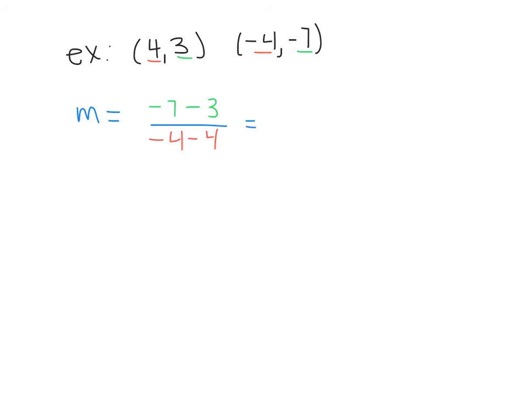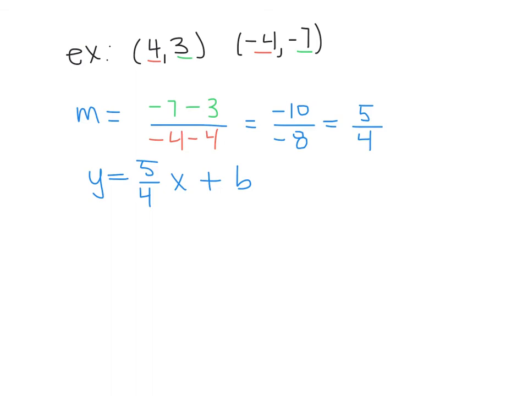We end up with negative 7 minus 3, which is a negative 10, over negative 4 minus 4, which is a negative 8. And we can reduce that and make it positive, since it's a negative over a negative. Gives us a slope of 5/4. Now we are going to make replacements for y and x from one of those points. It doesn't matter which one we choose. We can choose either one, and that's going to help us solve for b.